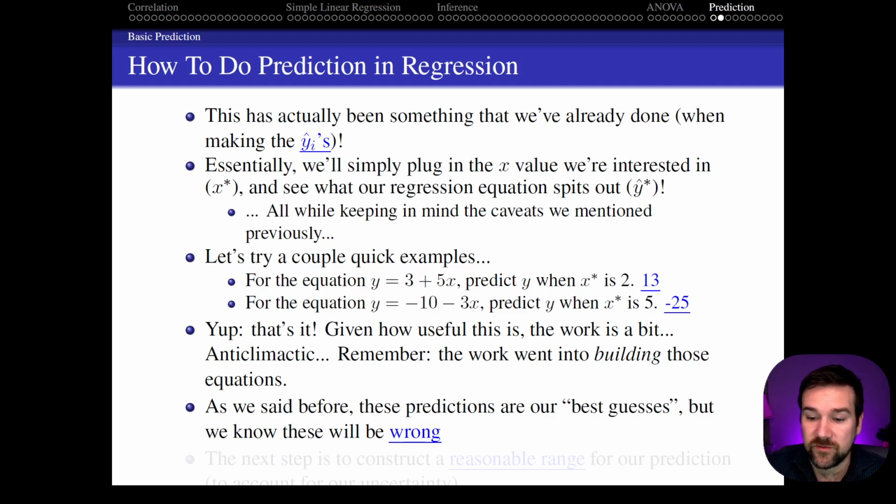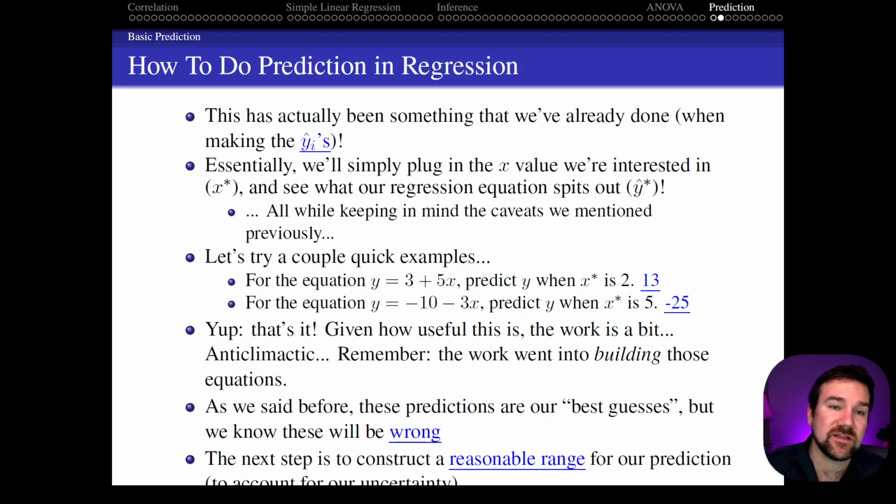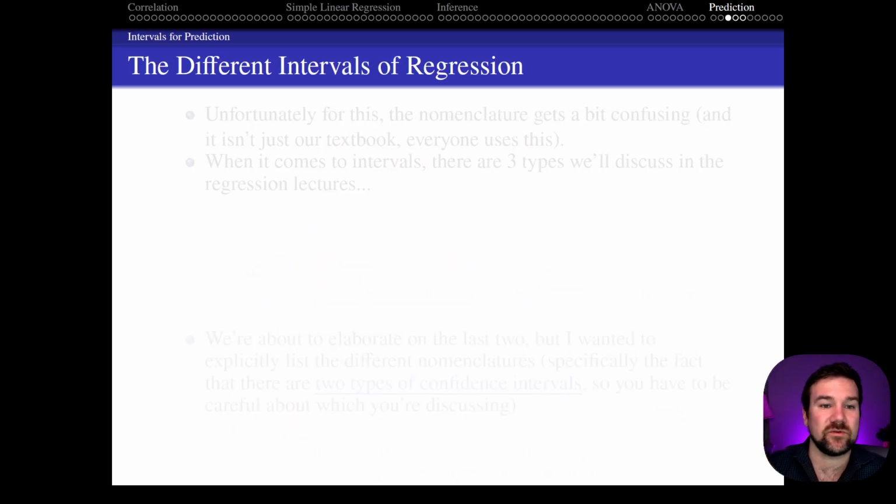So as we said before, these predictions are our best guesses. So for that first bullet, when X star is 2, 13 is my best guess of what the outcome is going to be when X star is 2. But I know it's going to be wrong. Like, it's not going to be perfect. So the next step is to construct a reasonable range for our prediction to account for this uncertainty. So I'm going to build some intervals.